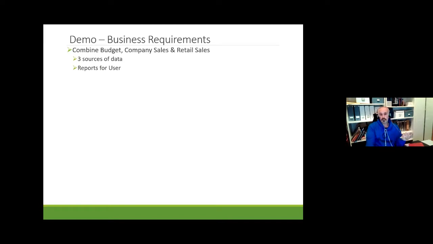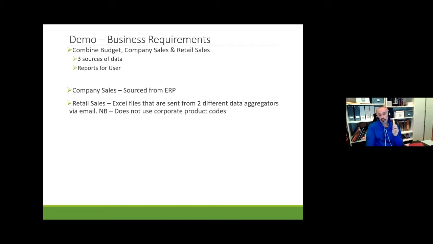Their company sales are sourced from their internal ERP system. Their retail sales are actually in Excel files that they get from what we would call a data aggregation company. So this business sells product into retailers and retailers sell it to consumers. While their revenue comes from their sales to the retailers, they also want to get a sense of how their product is doing in the marketplace in general. That additional data comes in via Excel files. And then their budget system is in Excel. Like many other companies, they use Excel for calculating and storing their budgets.